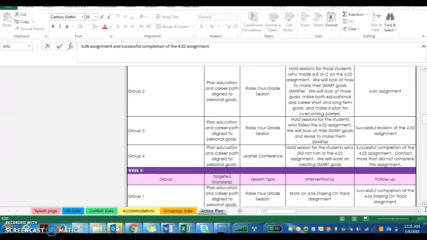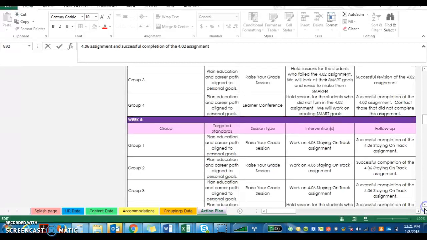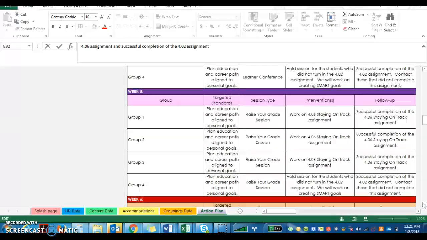And then what I'd be looking for is a successful revision of the 4.02 assignment. And then Group 4, those who did not turn in a 4.02 assignment, will work on those assignments in learner conferences. I'm also going to contact any student at this point who had not turned in the 4.02 assignment.